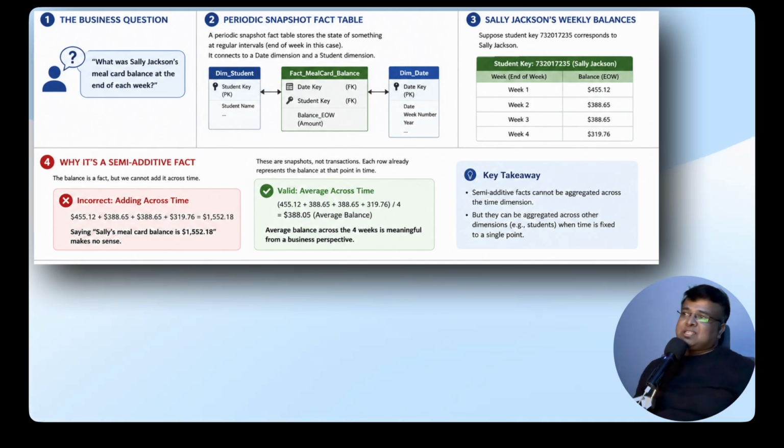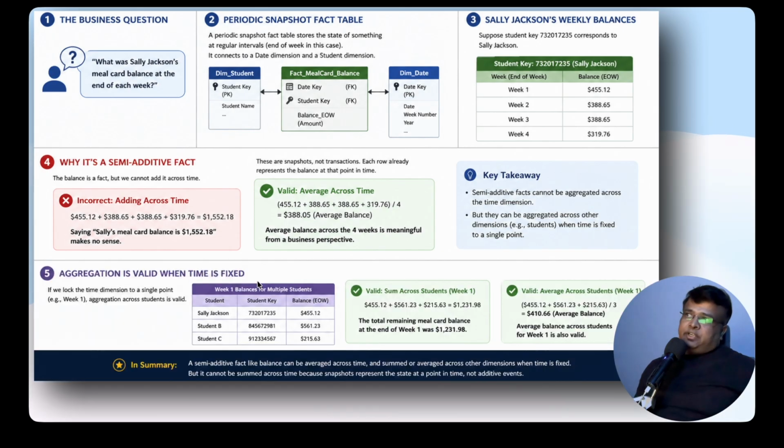Why? Because these are just snapshots, not transactions. Each row already represents the balance at that point in time. Adding balances from multiple weeks is basically like adding the same account repeatedly. And that is exactly why this is called a semi-additive fact. You cannot meaningfully aggregate it across the time dimension. But that also does not mean that you cannot do any math with it. For instance, calculating the average balance across those 4 weeks is perfectly valid, which gives you an average balance of about $388.05. That makes sense from a business perspective.